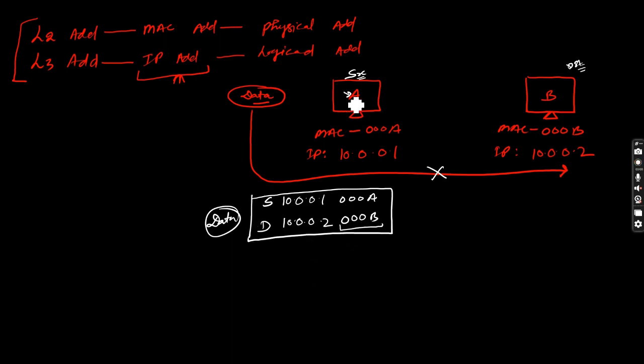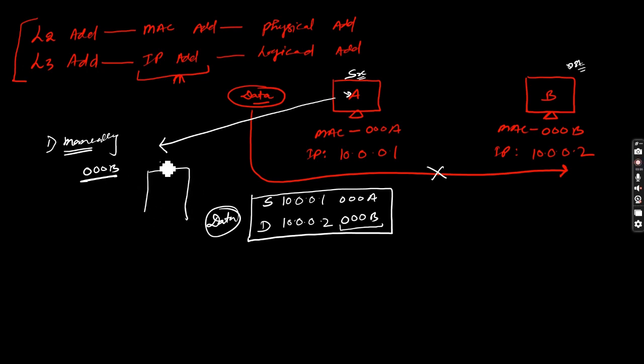But how can you bring this particular 000B here? See, there are two methods for this particular PC A. The first is manually. Manually you can tell this particular PC A that, hey, 000B is the MAC address for this particular PC B. A static way you can give manually, so that it will maintain that in something known as its ARP table.